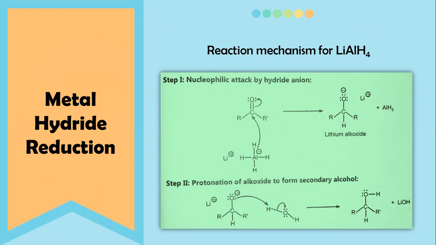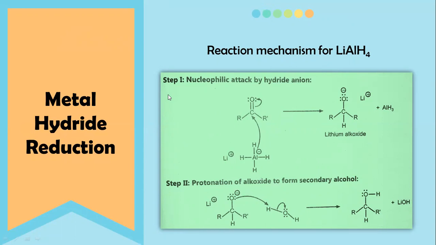Now here we will understand the reaction mechanism for lithium aluminum hydride. How does the reaction take place? What is the reaction mechanism when reduction is carried out using lithium aluminum hydride? So look at this reaction mechanism. Reaction mechanism steps. Step number 1 is nucleophilic attack by hydride anion.